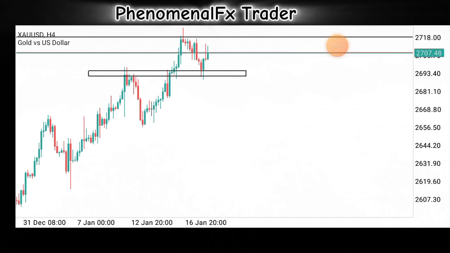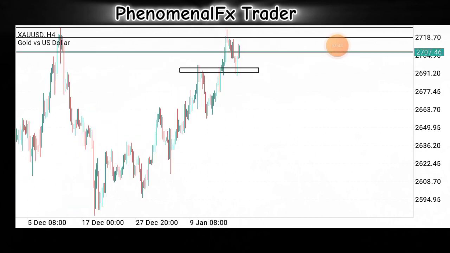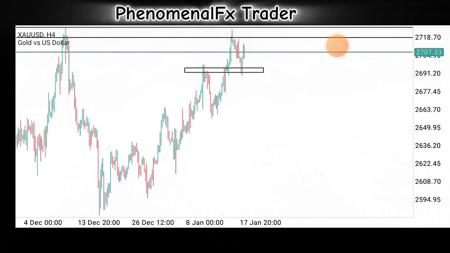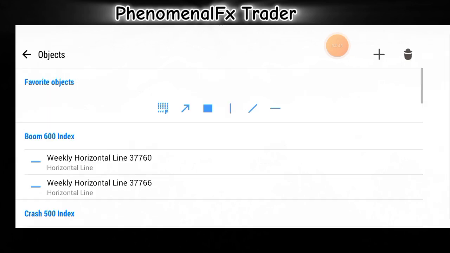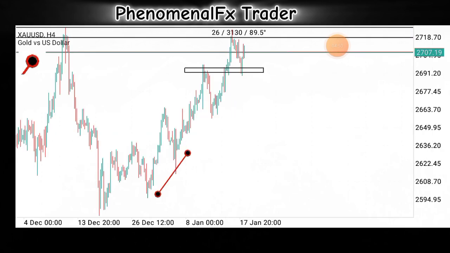Actually, I don't trade this pair, but I'm just showing you it can work. If you trade this pair, follow this analysis and wait for the market to give you the opportunity, then you trade and enter so you can make some good profit.